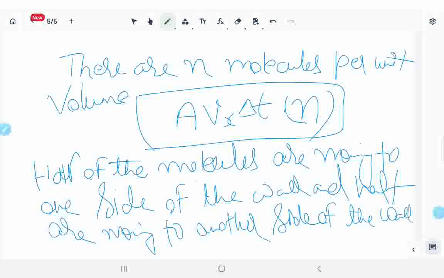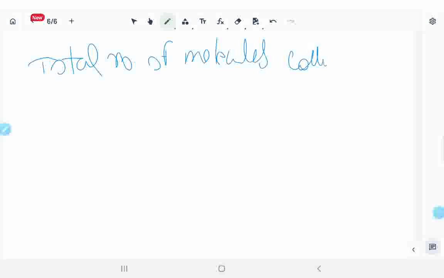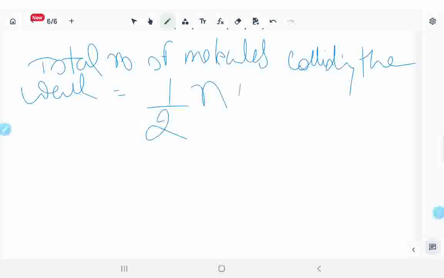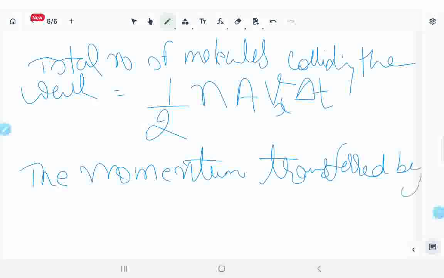Okay, so I am writing here the total number of molecules hitting the wall, colliding the wall, is how much? Half n A vx del t, where n is the total number of molecules per unit volume, A is the area, vx del t is the length. It is the total number of molecules. So the momentum transferred by these molecules is how much?